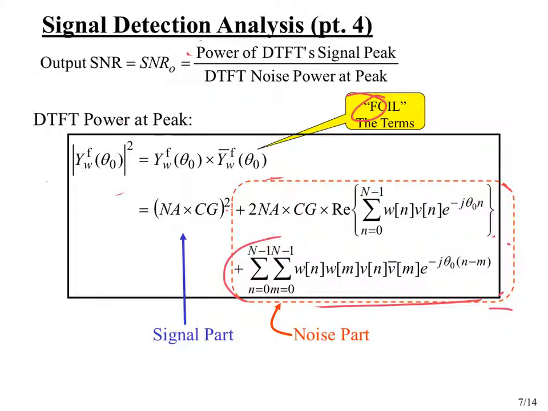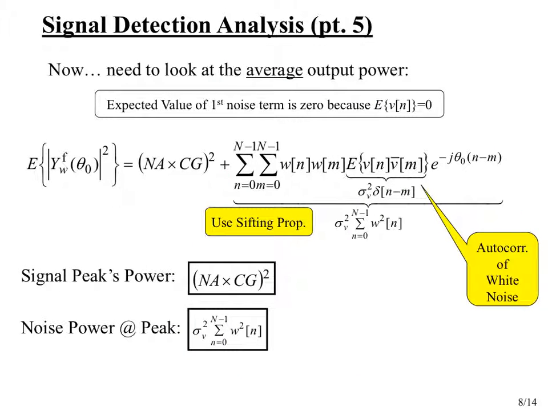Okay, so we now have written out the DFT power at the peak, and we see that part of it is a signal part and part of it is a noise part. So let's analyze those a little bit further. We just wrote the power, but what we need to talk about is the average power, because this is all random. So we want to try to analyze this from the point of view of, on average, how will this look?